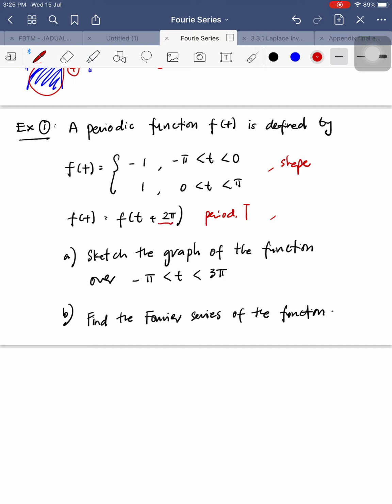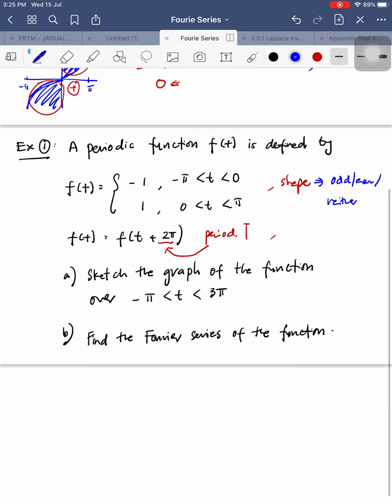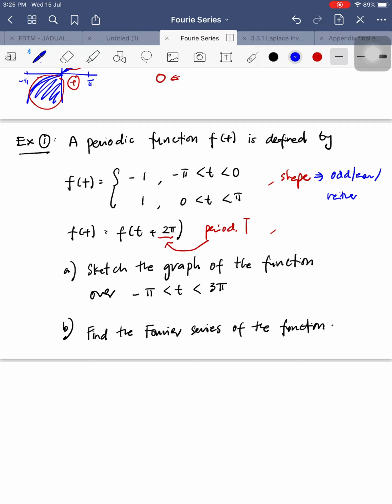And for this case, what is our value of period? That is going to equal 2 pi. And from this shape over here, what's the reason of identifying the shape? Because you want to know whether your function is going to be odd or even or neither. What is the purpose of knowing them? Because you will know when you integrate, either you're going to use this property or this property. So it will happen tomorrow for your integration.